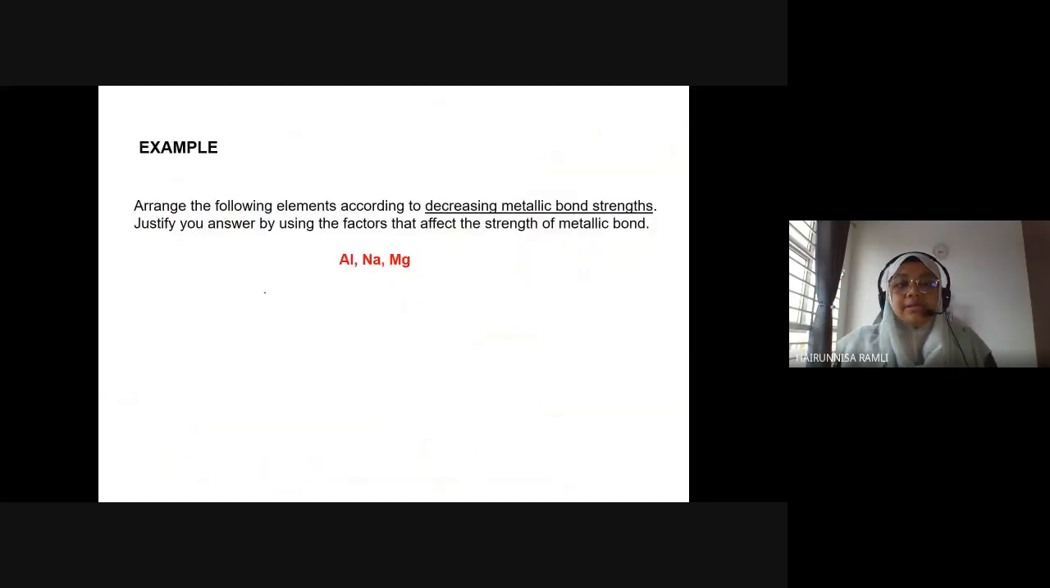Okay, so let's look at this example. Arrange the following elements according to decreasing metallic bond strength. Decreasing. Okay, maksudnya daripada yang tinggi kepada yang rendah lah.